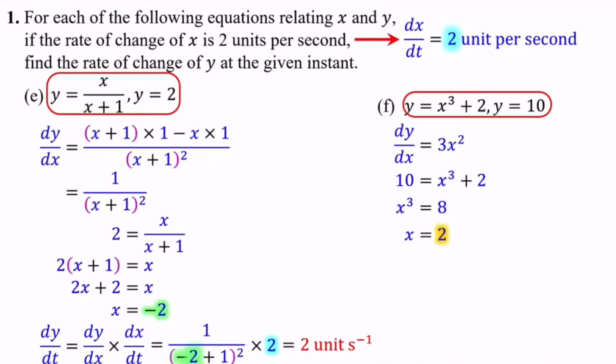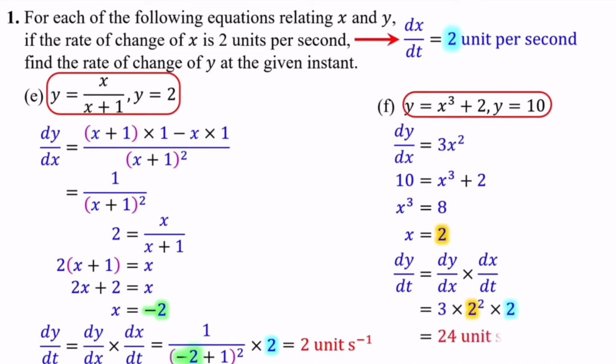So now we will substitute x equal to 2 into the dy/dx. So dy/dx is 3 times 2 squared, which is 12. And then we will find the rate of change of y by using dy/dx times dx/dt. So it's 12 times 2. So the answer will be 24 units per second, right? It's quite easy for this rate of change if you follow the way to do it. So let's proceed to the next question.